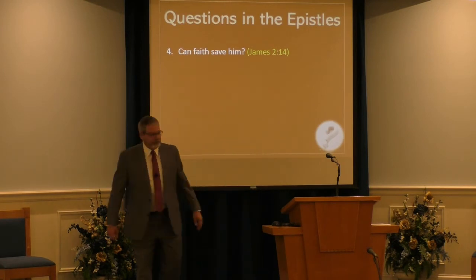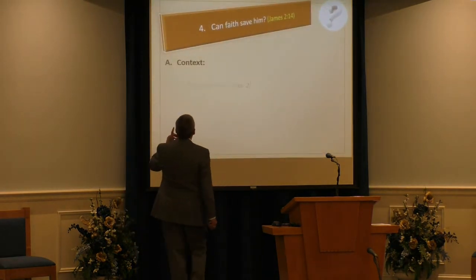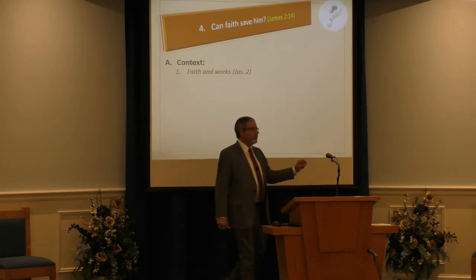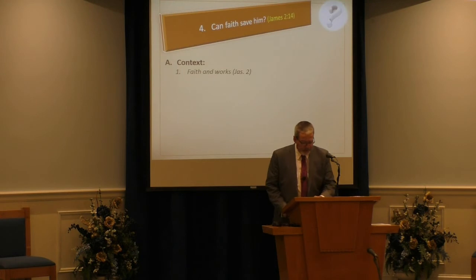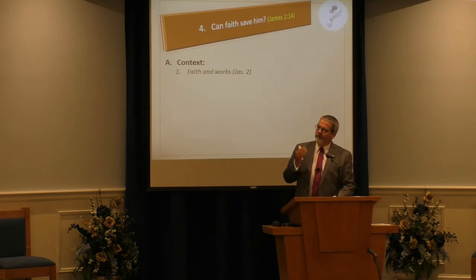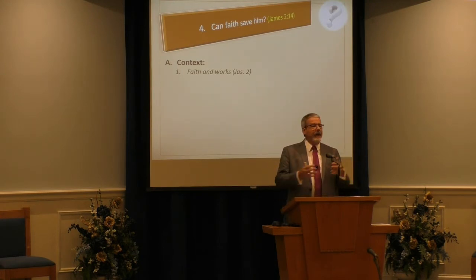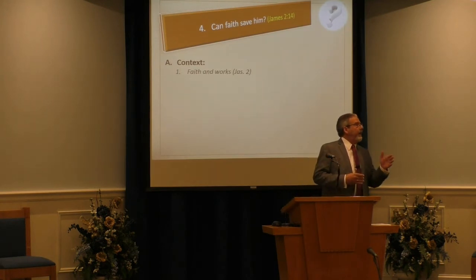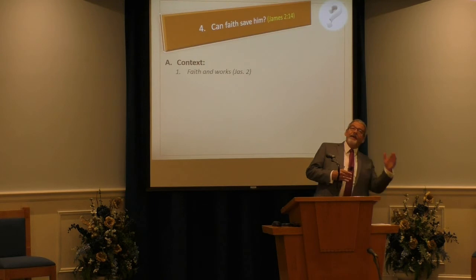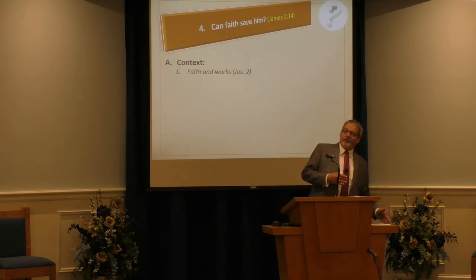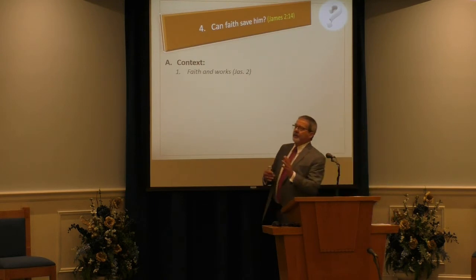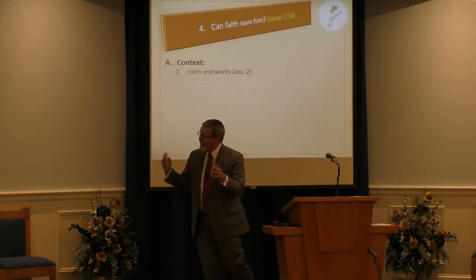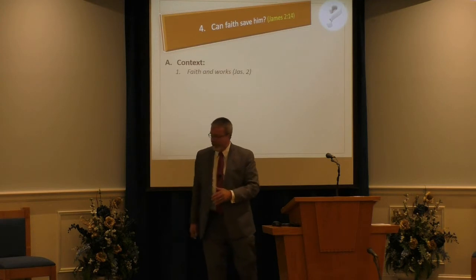What's he talking about in the context? Well, let's go to the context of James chapter 2. Here's the context. James 2 is talking about faith and works. That is important. James 2 is talking about faith and works and how they go together. James 2 is not talking about and assuming an obedient faith all the way through. What James 2 is addressing is the connection between faith and works or obedience. That's what he's doing in the context.